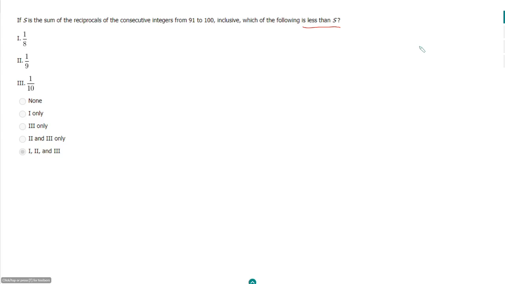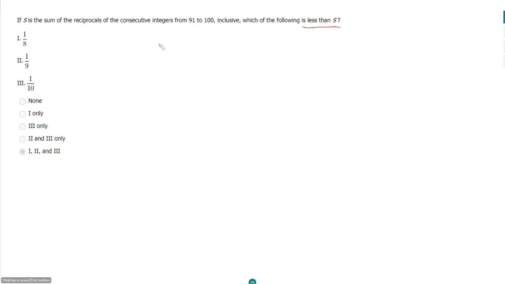If S is the sum of the reciprocals of the consecutive integers from 91 to 100 inclusive, which of the following is less than S? And I have pre-underlined "less than S," so we've got to keep this in mind. If it was asking me to find the sum of the integers from 91 to 100, that would be great, because that is a consecutive set. I love consecutive sets. But this is not asking me to find the sum of 91 to 100.